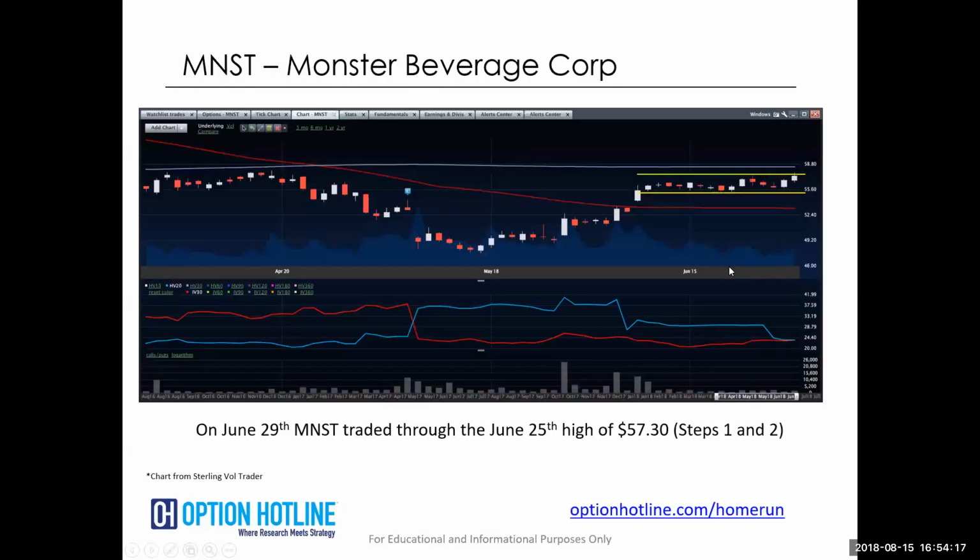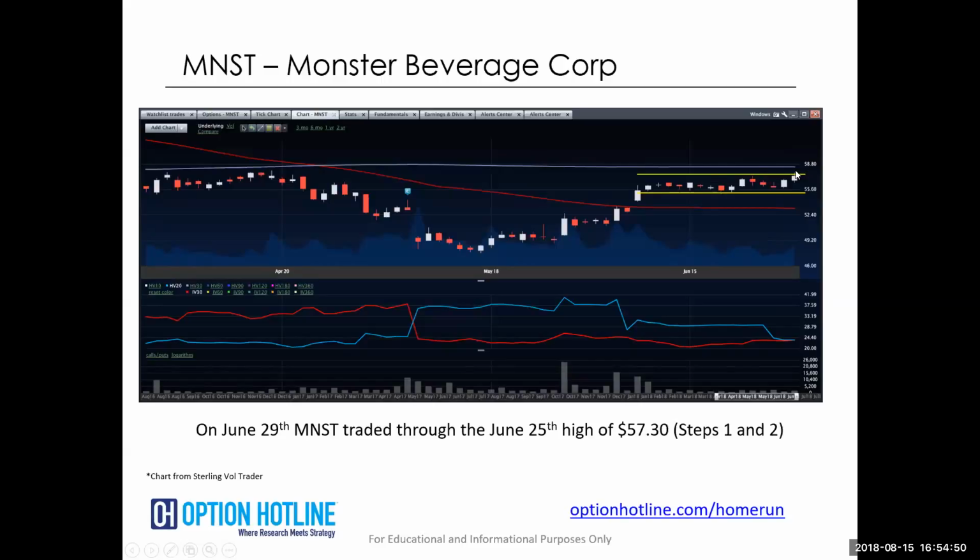First off, just a couple months ago, MNST, Monster Beverage Corporation, it set up a beautiful trade for me. So what's the first thing I do? I find a stock breaking out of a technical pattern. Well, I've highlighted here in yellow. This is the stock chart with candlesticks. It's chopping in this range between around 55 and 57.30. Well, on June 29th, traded through the June 25th high of 57.30. So step 1, I have a stock breaking out of a rectangle.